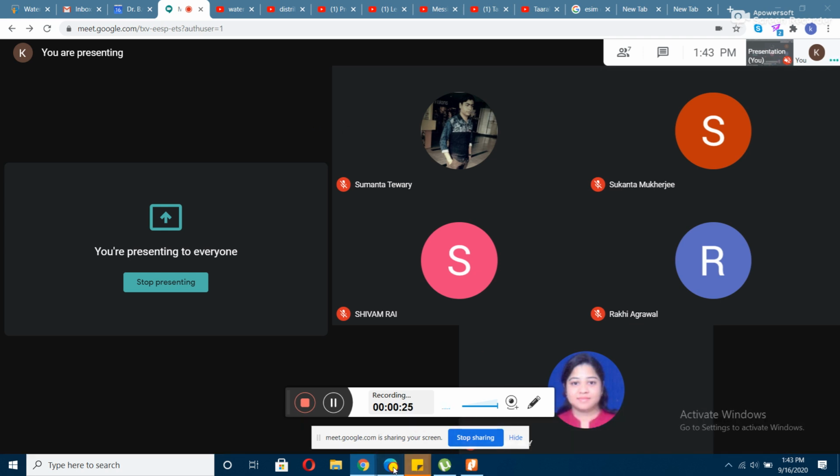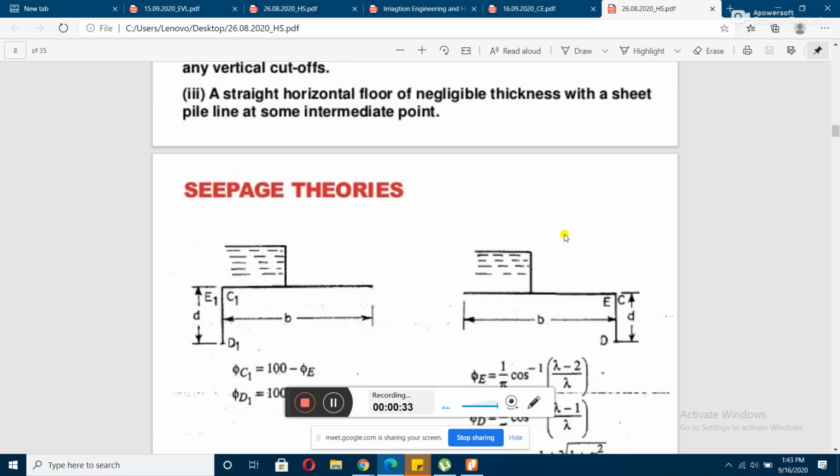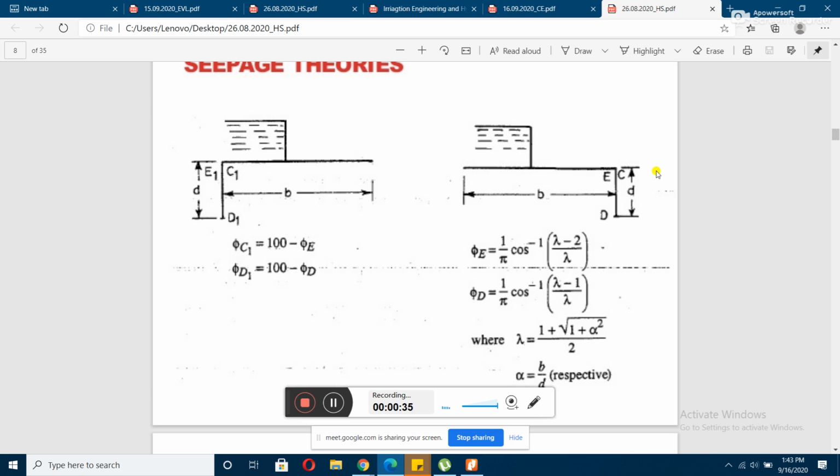Okay, so anywhere you have any problem in understanding, you stop me then and there and you can ask me. Okay, so just for your reference, these are the particular formulas.